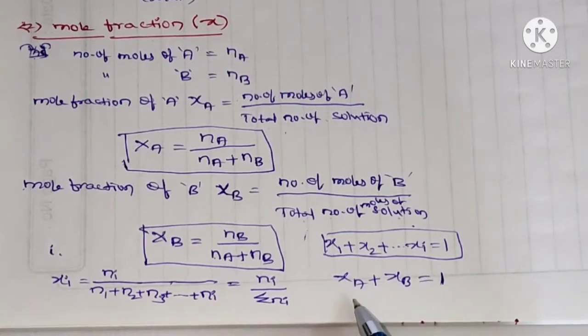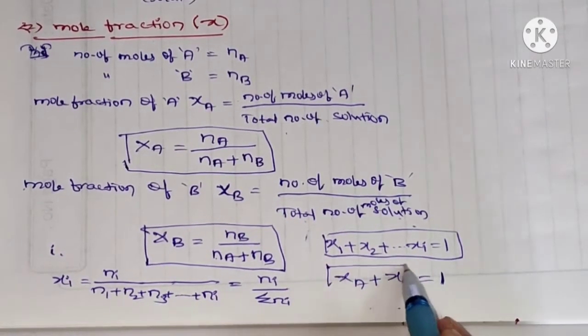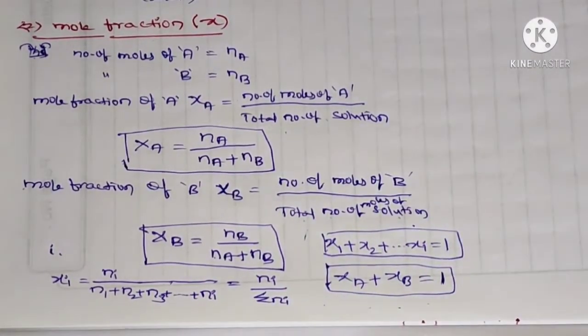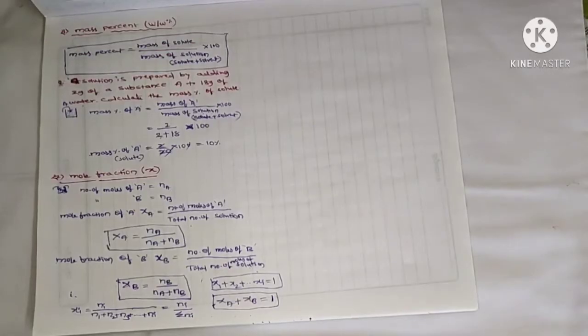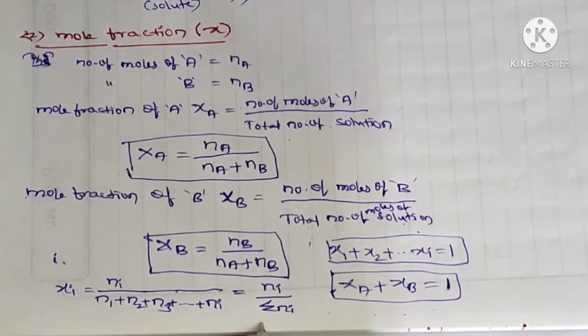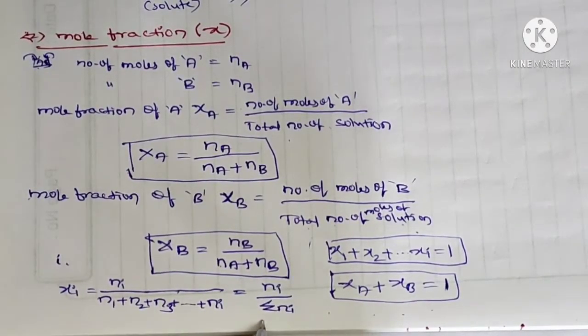For example, if there are three components in the solution, A component, B component, C component, then xa plus xb plus xc is equal to 1. So in a given solution, the sum of all the mole fractions is unity. So this is about mole fraction.